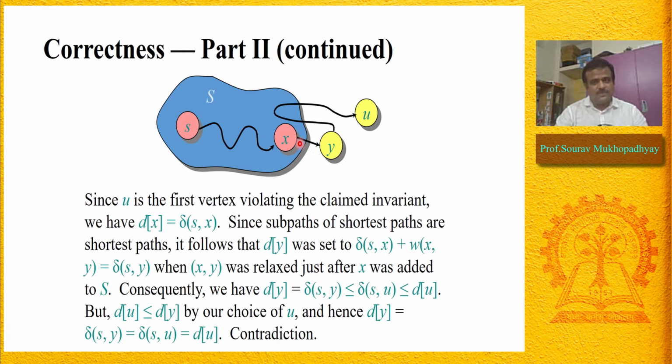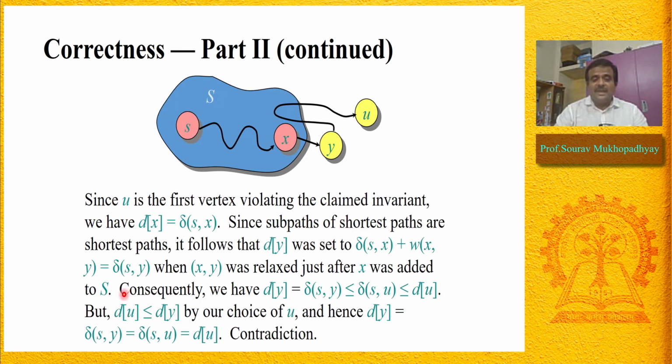So, that is the shortest path and this is the shortest path. This will give us the shortest path from s to y, and that is basically dy. Consequently, dy is delta of s comma y, which we have seen. Now, this must be less than or equal to delta of s comma u, which is less than or equal to du, but du is less than dy, the key value of u must be less than du.